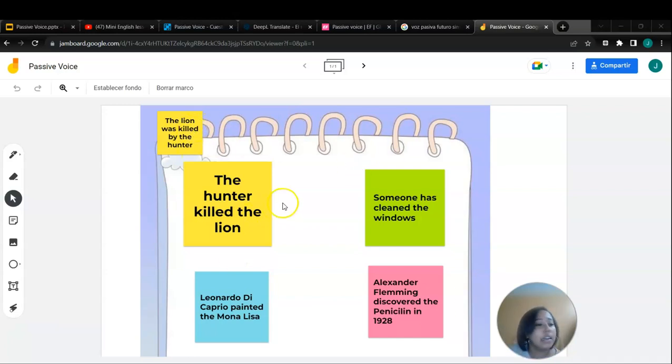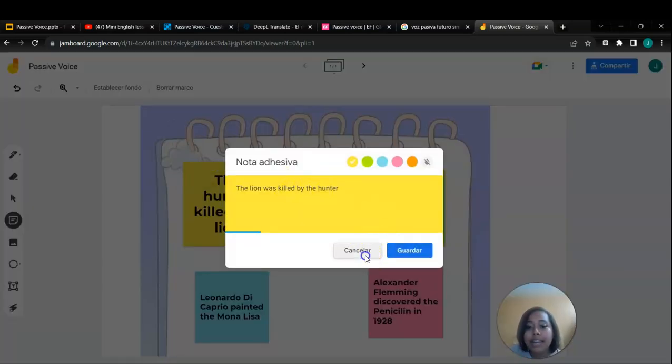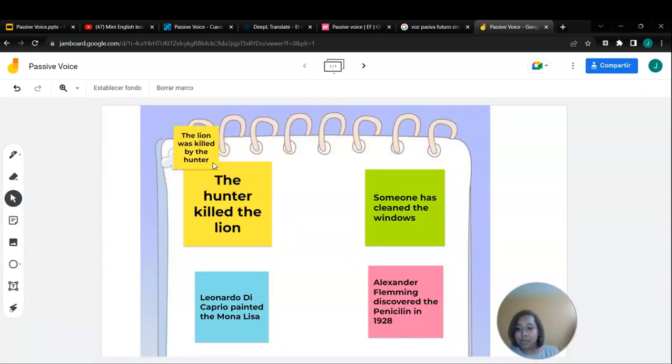So we have here an example. I will let you know how to use Jamboard as well, in case some of you haven't had the opportunity to go with this. So the hunter killed the lion, right? So what do we have here? What is the passive voice? The lion was killed by the hunter, right? Past simple. Good. So that's what we are gonna do.